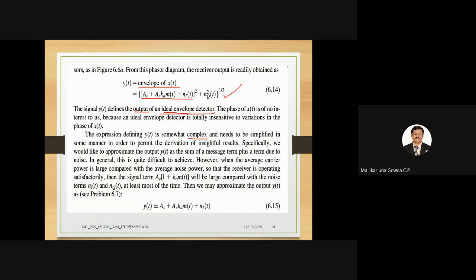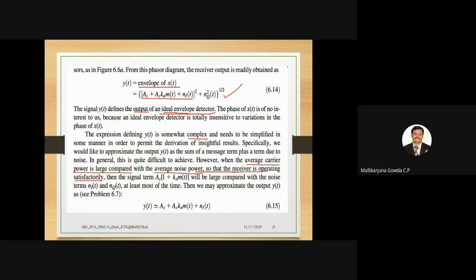To do the simplification, we consider the case when the average carrier power is large compared with the average noise power. In that case the receiver will be operating satisfactorily. When the carrier power is larger than the noise power, definitely we will be able to hear the message signal properly. The signal term associated with m of t, that is Ac of 1 plus k m of t, is large compared with the noise terms n_I(t) and n_Q(t).